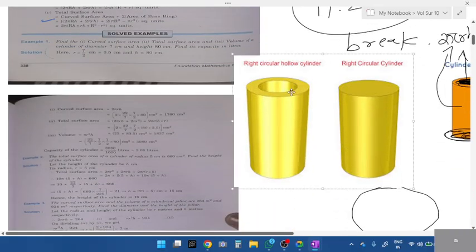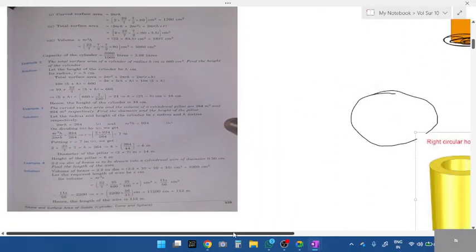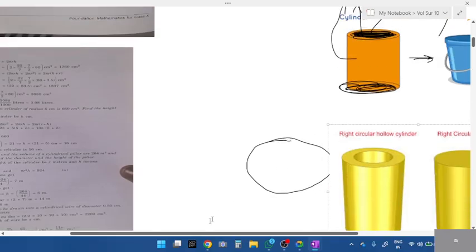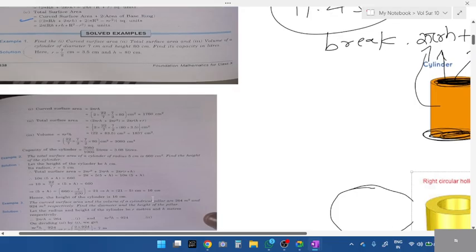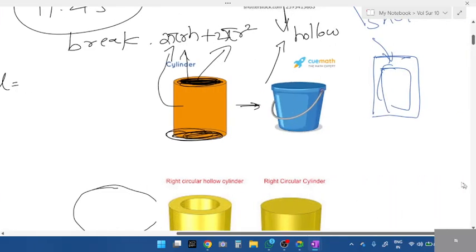First question. Look, this is the basic question. First thing, find the curved surface area, total surface area, and volume of a cylinder. Is this a solid or hollow cylinder? Have they mentioned anything? Response, no. If they don't mention it, it's a solid cylinder. Remember, it's a solid cylinder. Diameter is given. And one more thing, centimeter and meter conversion. You should know centimeter and meter conversion.